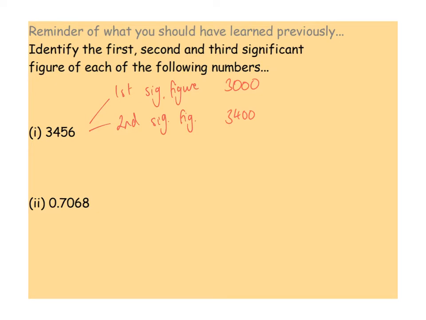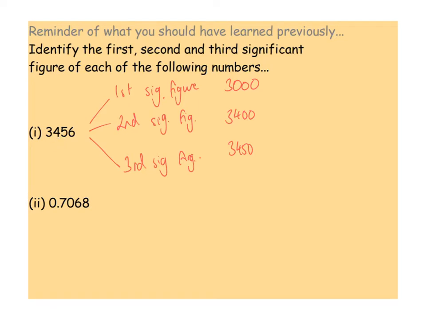There's no point considering the 4 if we forget about the 3. And the third significant figure is the 5, which represents 50, but as with above, 3,450 really. And then just to clarify, the first significant figure is the 3, the second significant figure is the 4, the third significant figure is the 5.